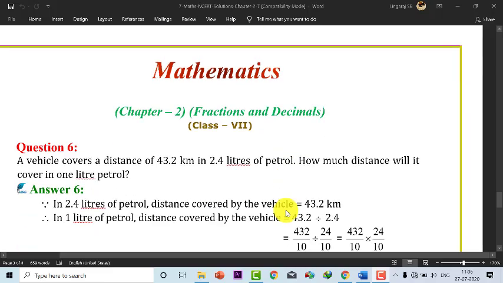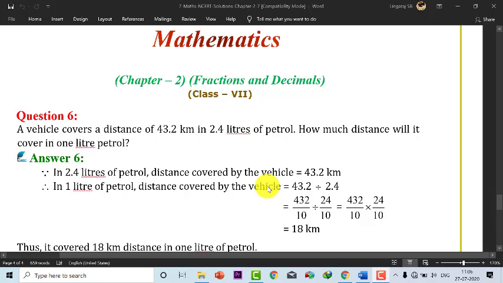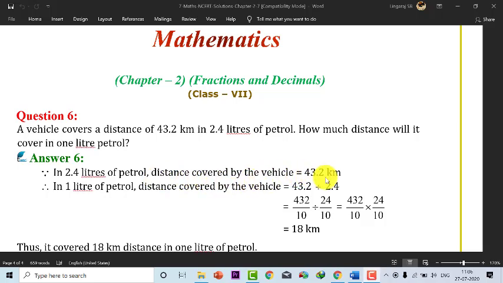So next we move to question number 6 here, which is the last question in this exercise. The given question is: a vehicle covers a distance of 43.2 km in 2.4 liters of petrol. How much distance will it cover in 1 liter of petrol? So we should write the given here: in 2.4 liters of petrol, the distance covered by the vehicle is 43.2 km. You should find out what distance will be covered in 1 liter of petrol.